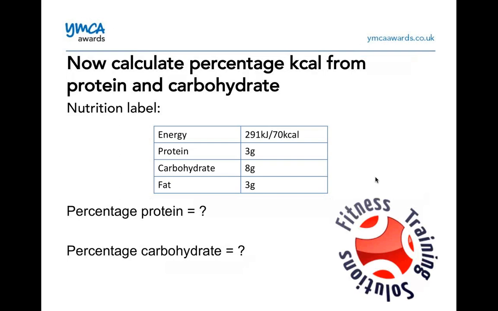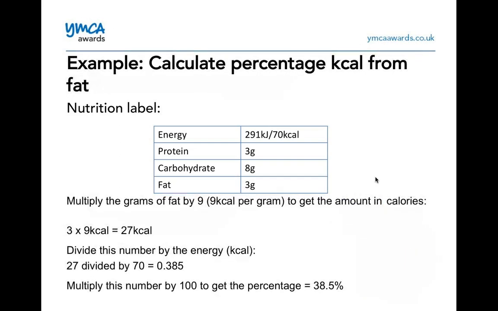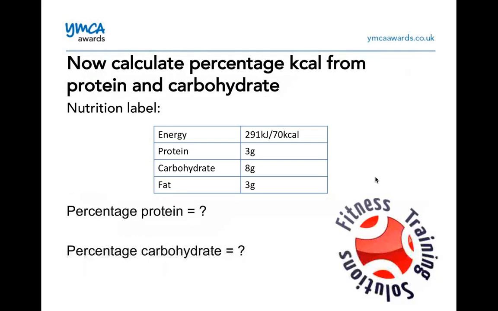Right, so what are the protein requirements then? Protein and carbohydrate, that's how you work it out: 4 calories per gram. Yeah, so both are 4. Can't get my calculator up fast enough.